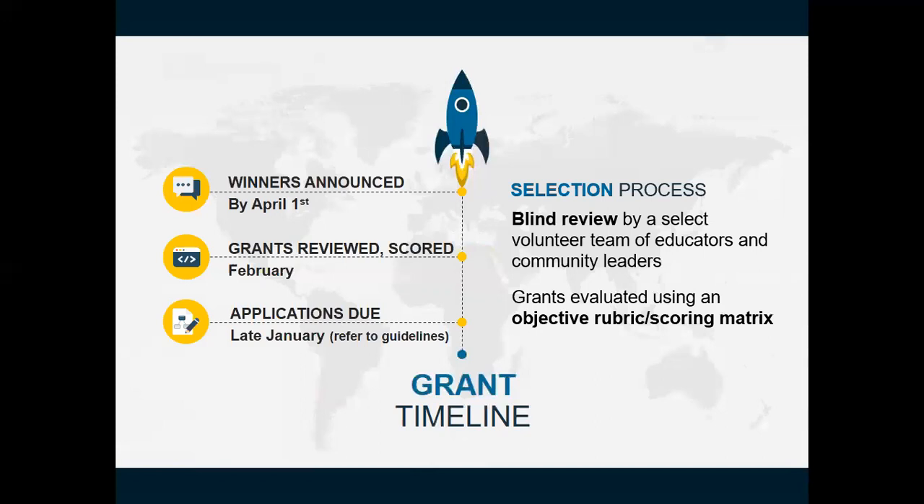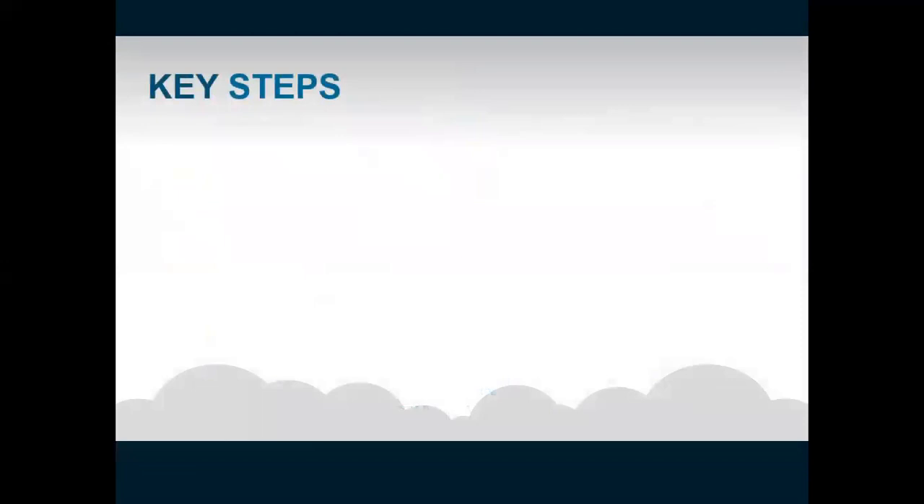We also use an objective rubric and a scoring matrix as part of our process. This guide is available to you and can be downloaded through the website, and we will be going through that today so that you can understand the point system and how each question will be graded. So now let's take a look at the key steps.